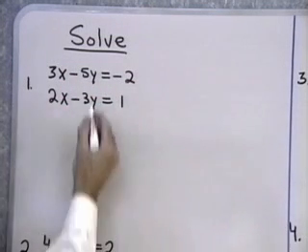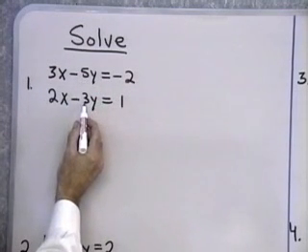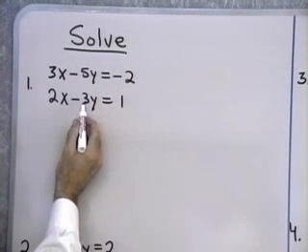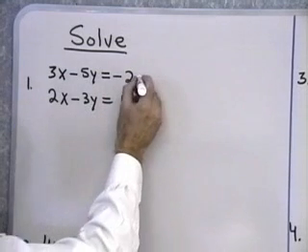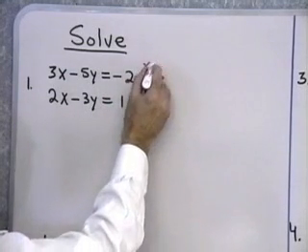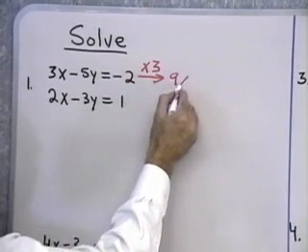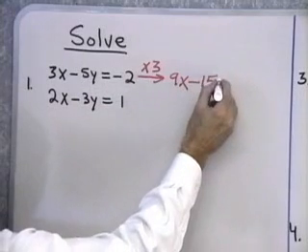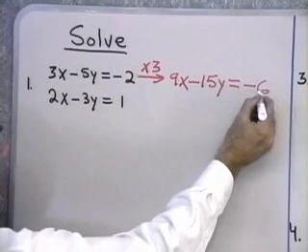So let's start by eliminating y from this system of equations by first making these coefficients equal to each other. Let's see, if I get a negative 15 here and a positive 15 here, when I add these together, the y's will be eliminated. So I'm going to start by multiplying my top equation by 3. 3 times 3x, 9x. 3 times negative 5y, negative 15y, and then 3 times negative 2, negative 6.